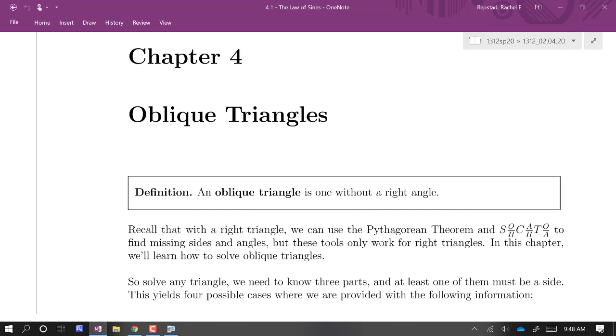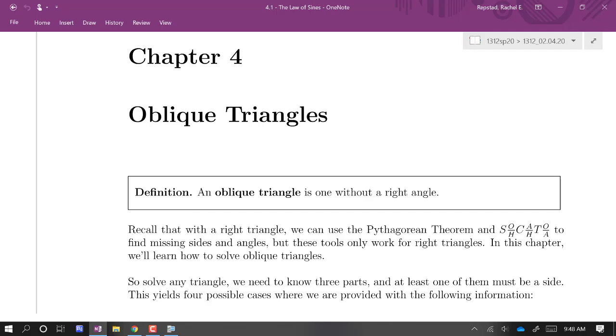Here's one thing I'm going to say. I want everybody to stop what you're doing and just listen to this. This is super important. When you're working with an oblique triangle, you have to remember: you can't use Pythagoras. You can't use SOHCAHTOA. Those only apply if you have a right angle. Pythagoras holds for right triangles. SOHCAHTOA holds for right triangles. Throw both of those out the window, okay?